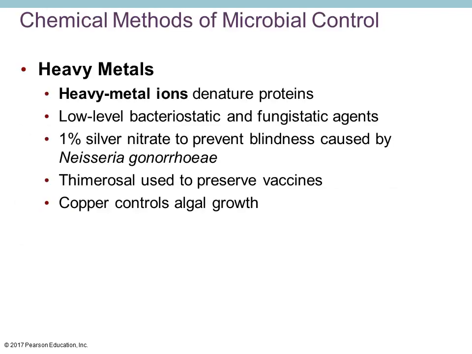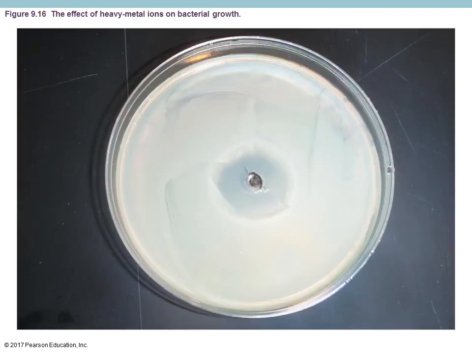Heavy metals tend to denature proteins. They're low-level bacteriostatic and fungistatic agents, so it's going to inhibit. Then 1% silver nitrate is often used. Copper can control algae growth. This shows where they have put some heavy metal on a plate and notice that it inhibits the growth around it.